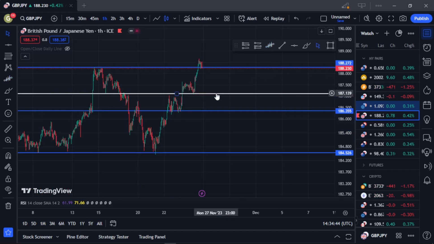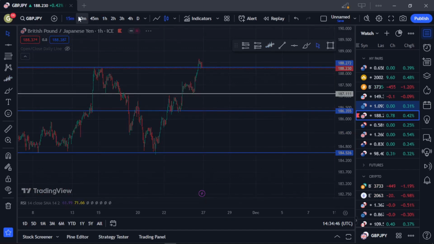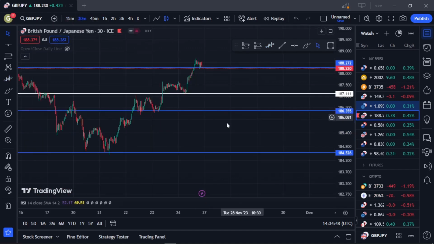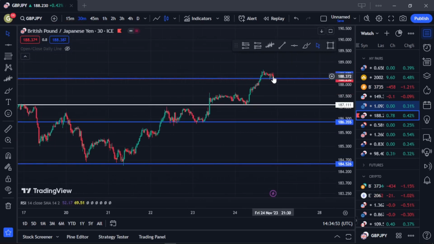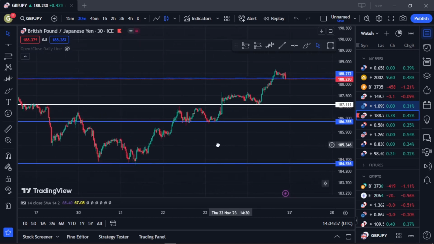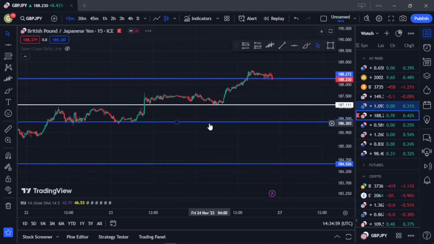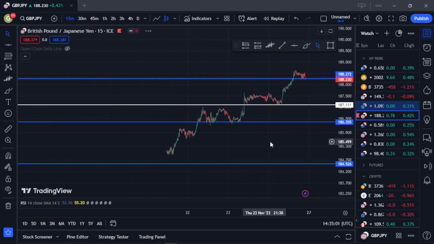Now the next thing you can do is move on to the 30 minutes, to see another clear movement of the market. On the 30 minutes, you can see that the market is gradually coming down, but it's not a clear way to trade it as a down market. Now the 15 minutes is the noisiest part of the market, as you can see.